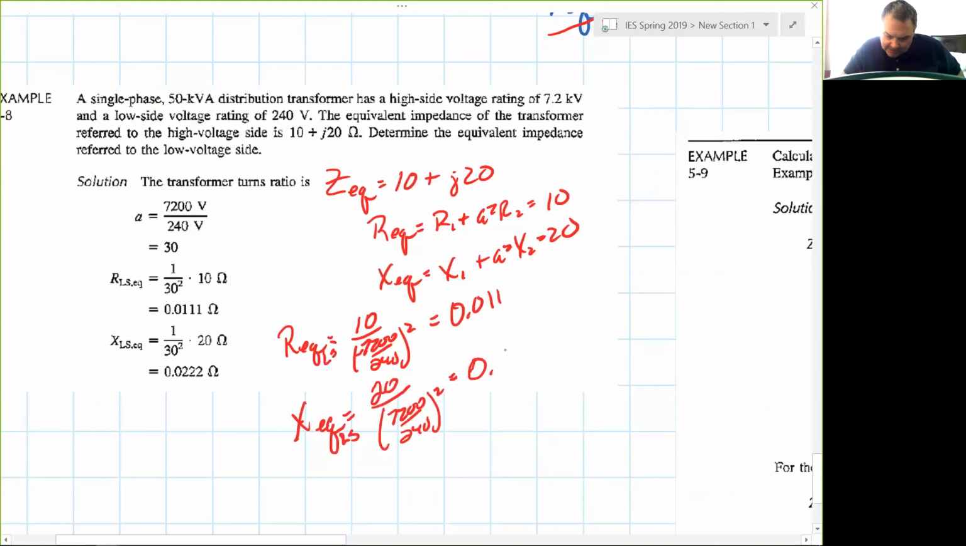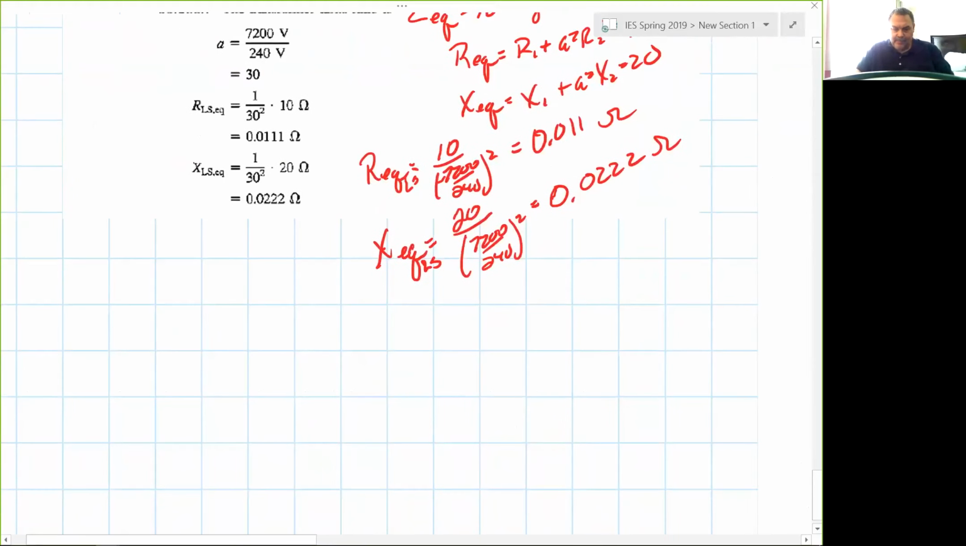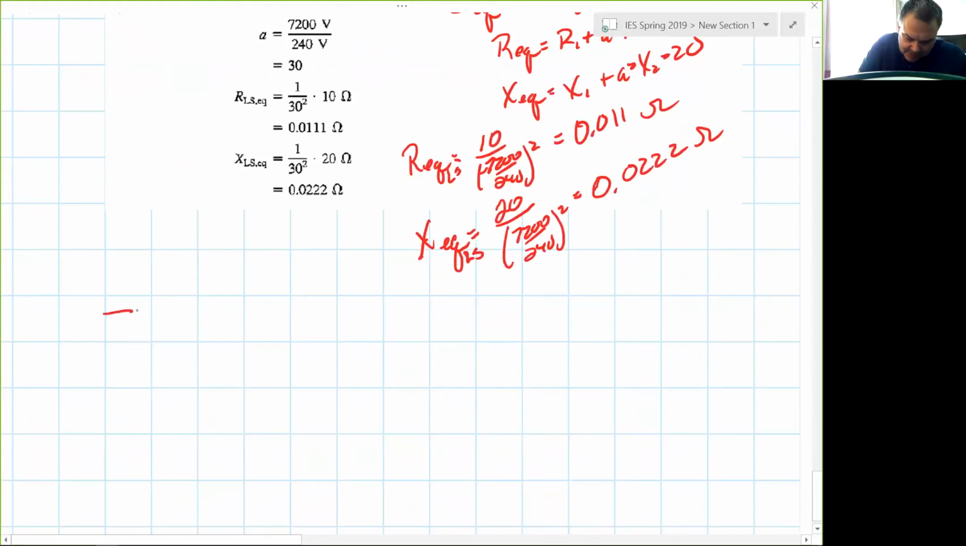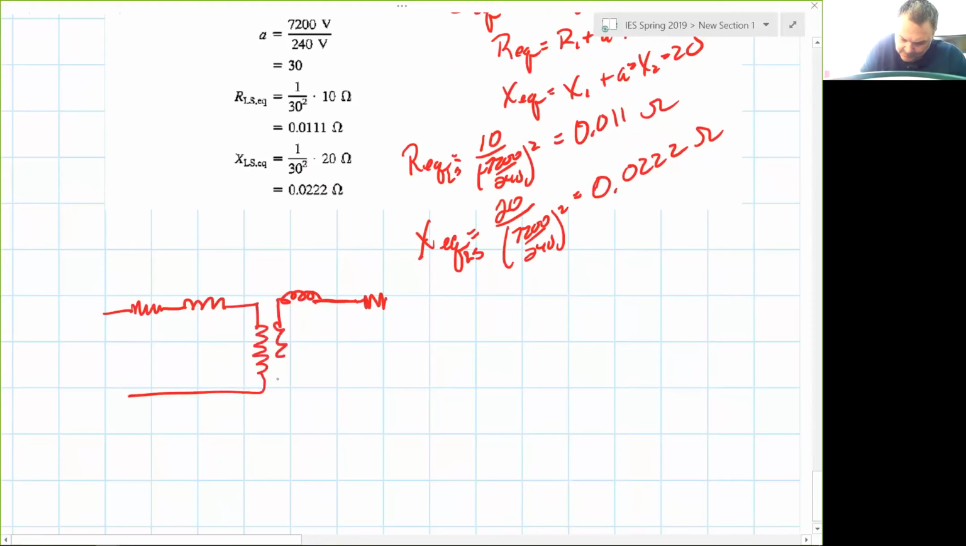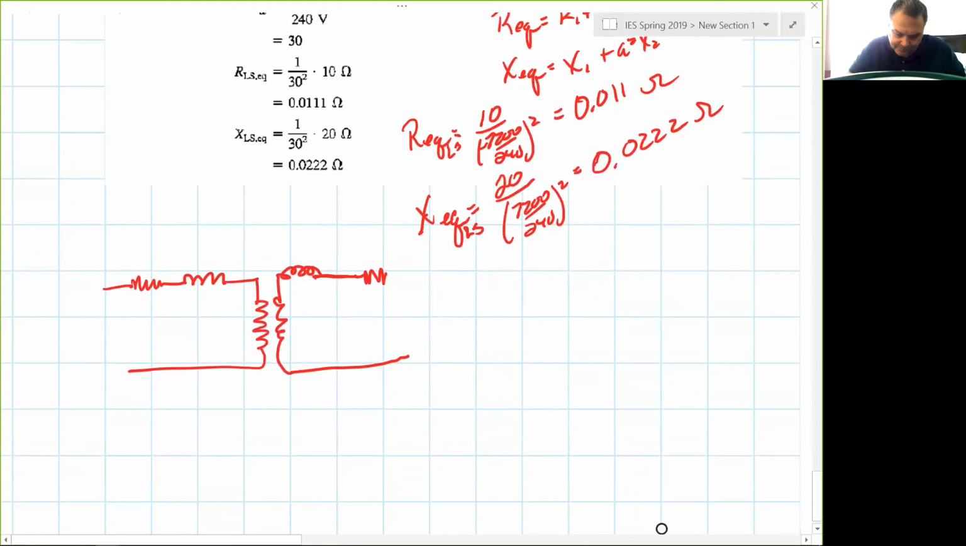And do that calculation, it should give you 0.0222 ohms. And so on these equivalent models then, what I want to show you is there's two ways you could represent it. You could put all the series impedance on the high side, in which case this would be J20 and 10, or put it on the low side.